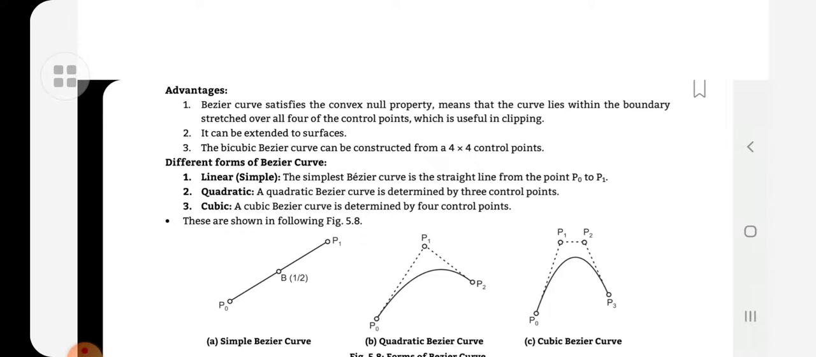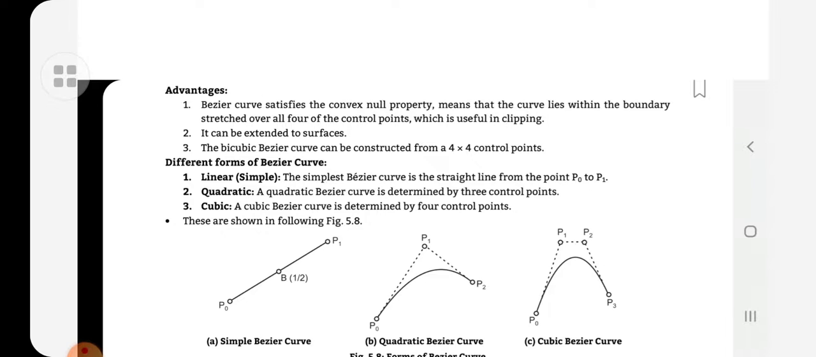Then the quadratic Bezier, which looks like a triangle shape. The quadratic Bezier curve is determined by 3 control points, P0, P1 and P2. Then, using the first and last points, we make a curve.